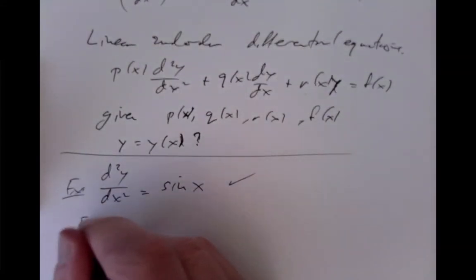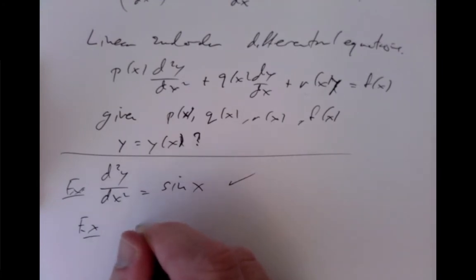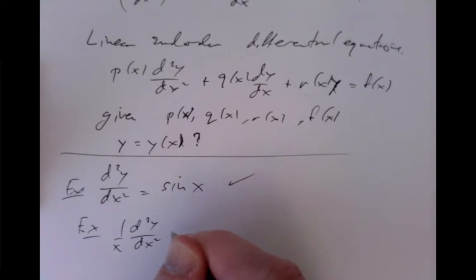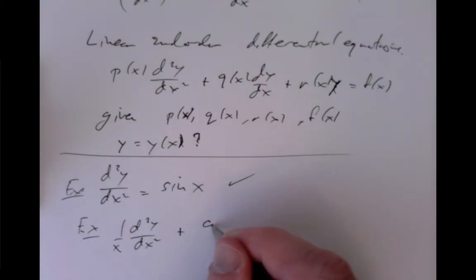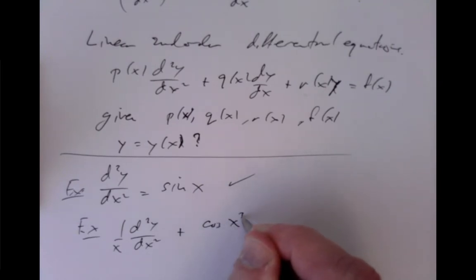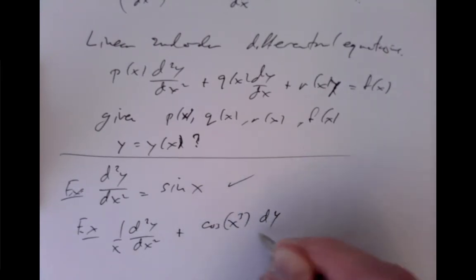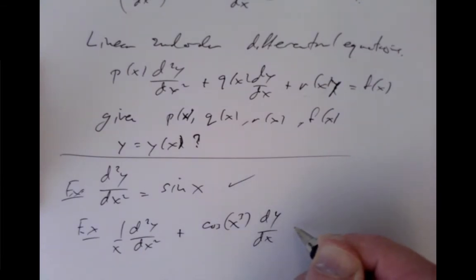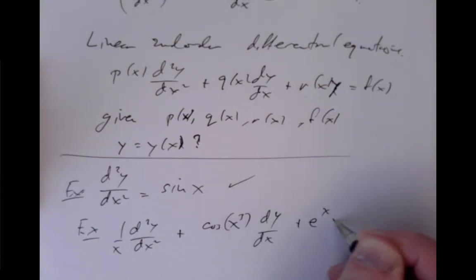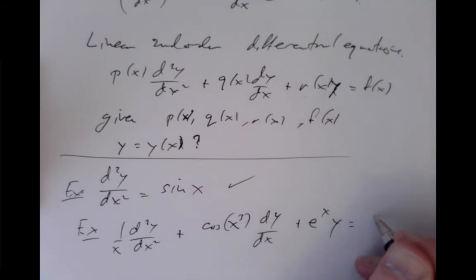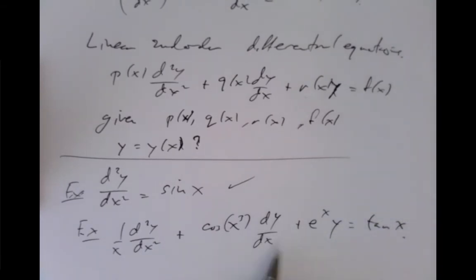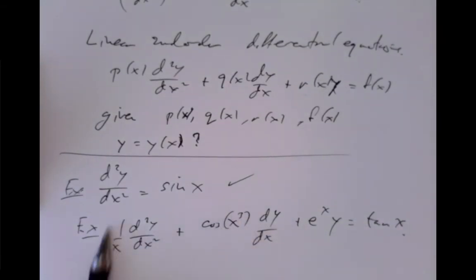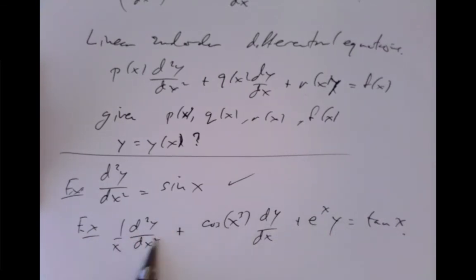We could make, for example, something like second derivative times 1 over x, plus cos of x cubed times the first derivative, plus e to the x times y equals tan x. That is allowed. It's got complicated functions of x involved in it, which aren't linear, but it only linearly affects the second derivative, the first derivative, and the value.